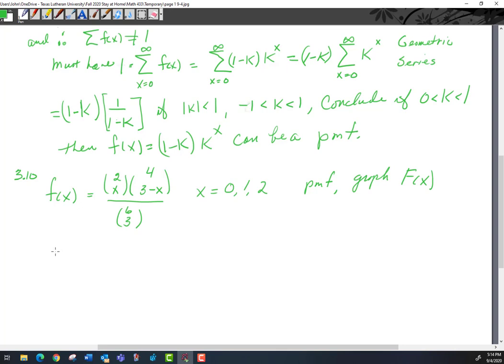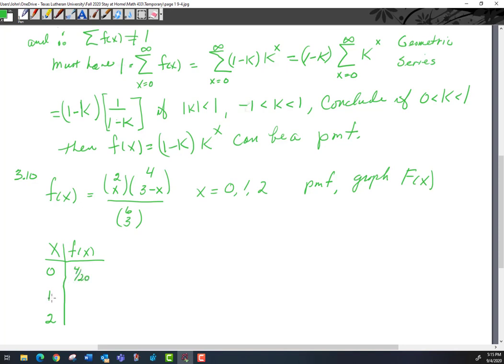Well, maybe the easiest way to see if this is a probability mass function, since it's discrete and is very small, would be to just start out with the random variable x, and let's see what values x can take. Well, it's given right here. X can be 0, or 1, or 2. Now, let's calculate f of x. Well, if x is 0, then go to our formula. 2 choose 0 is 1. This would be 4 choose 3 if x is 0. 4 choose 3 is 4. And 6 choose 3 is 20.